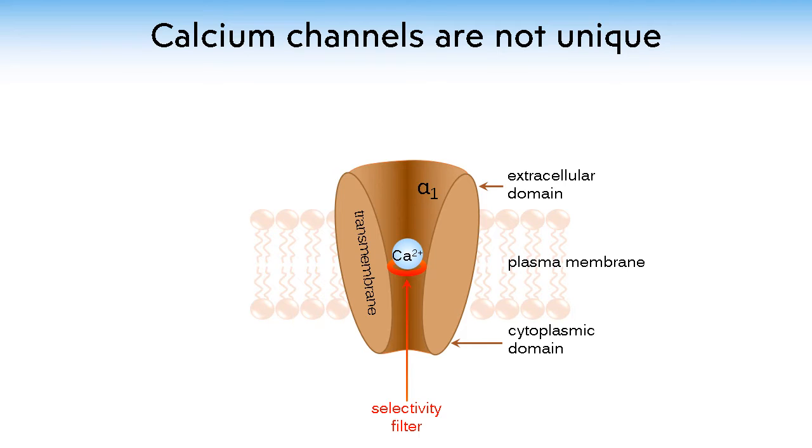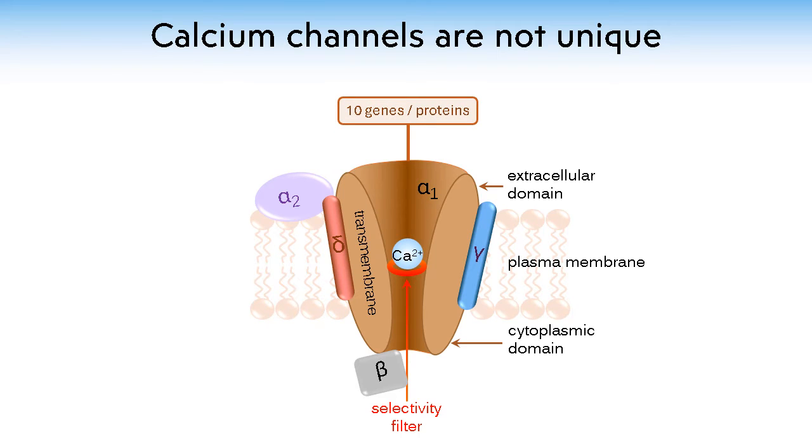Calcium channels also contain a beta subunit attached at the cytoplasmic domain. They have a gamma subunit that is mainly located within the transmembrane domain, and an alpha-2 delta subunit that sticks out from the extracellular domain. These are all distinct proteins that have varying effects on the properties of the channel, including its sensitivity to drugs. Calcium channels are even more complex than that because there are multiple versions of each of the subunits. There are 10 different genes that encode for 10 distinct alpha-1 subunit proteins.